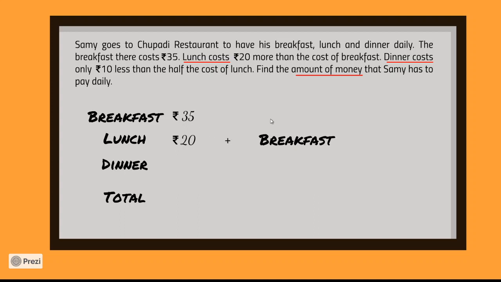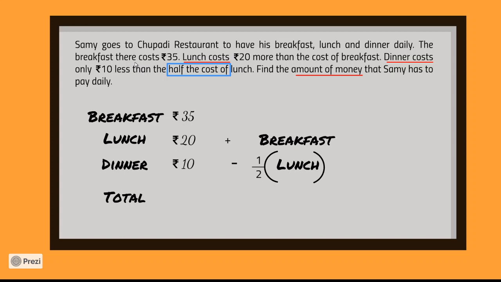Now what is dinner? I mean what is the cost of dinner? The dinner costs 10 rupees less than lunch. Is it? No. 10 rupees less than half the cost of lunch. So half of lunch. 10 rupees less than, less than means you're taking it away. So 10 less than is 10 minus.